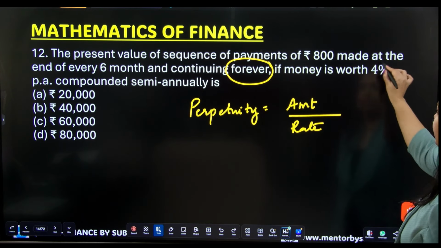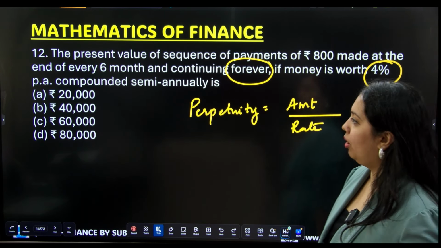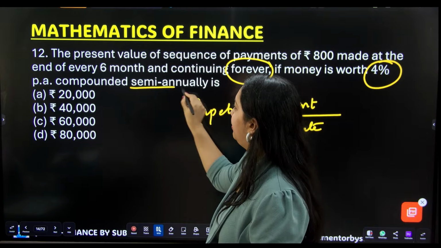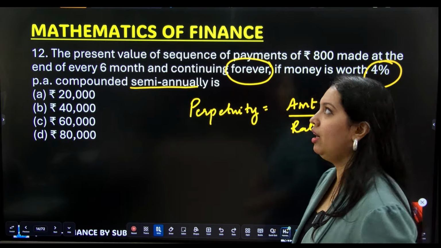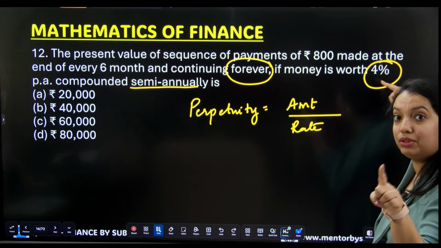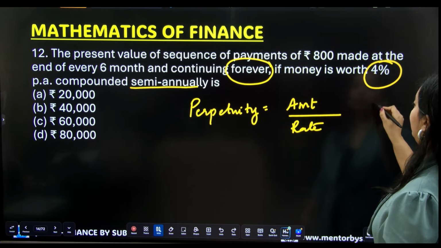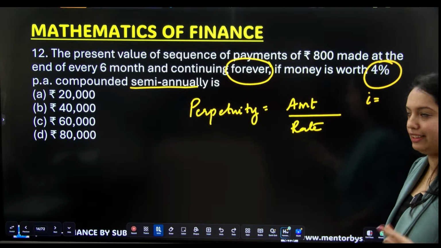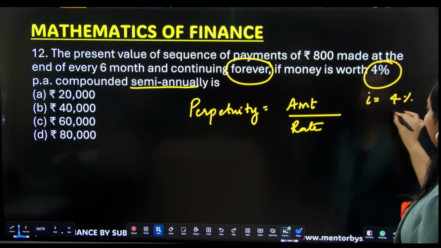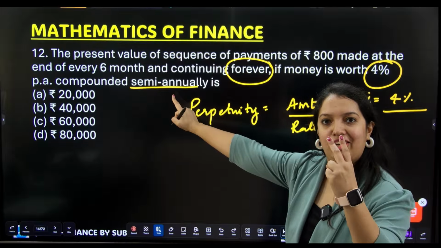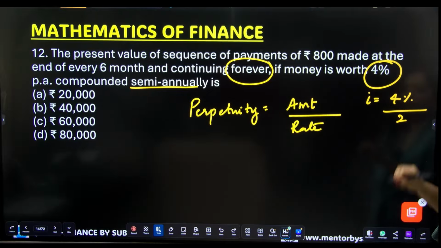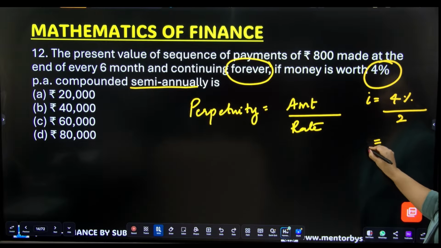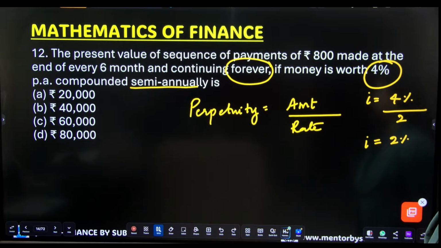In this question, they have given only one rate. The problem is this is compounded semi-annually. Whenever you have semi-annually or quarterly compounding, you will not take 4% because this is per annum. I want to take the I value, which is the rate, as 4% divided by 2 for semi-annually, divided by 4 for quarterly, divided by 12 for monthly. Semi-annually means divided by 2. So I'm getting the I value as 2%.